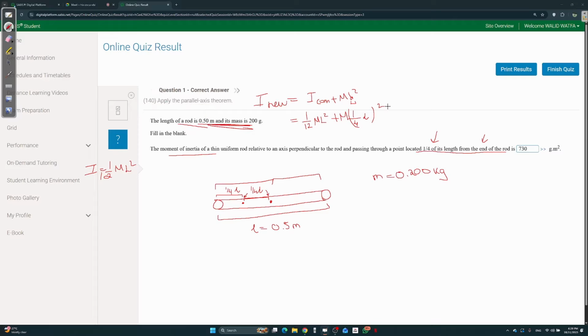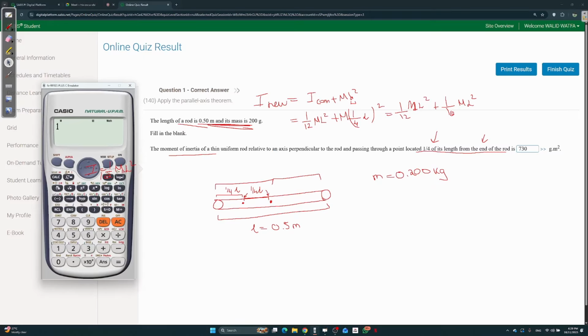Anyway, so this is going to become 1 over 12 ml squared plus 1 over 16 ml squared. Now, how can you add these? You have a calculator. You can simply do it here. You get 7 over 48. So you can use this rule, 7 over 48 ml squared, and you should get the correct answer.